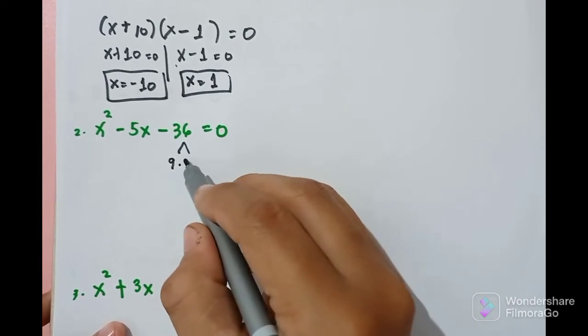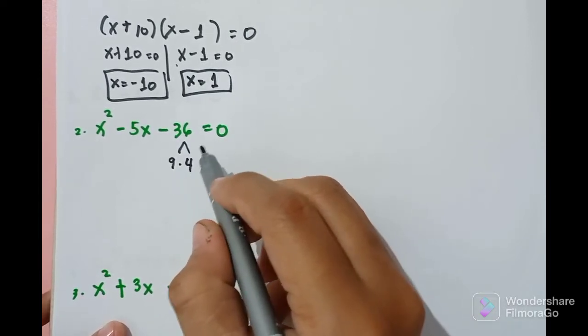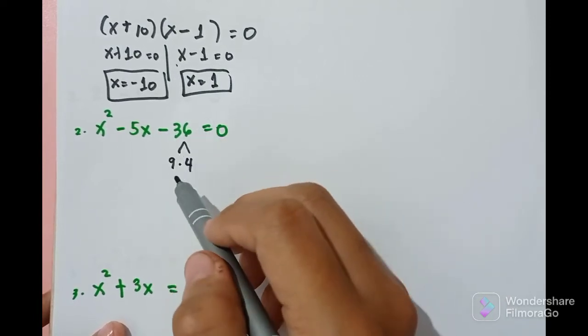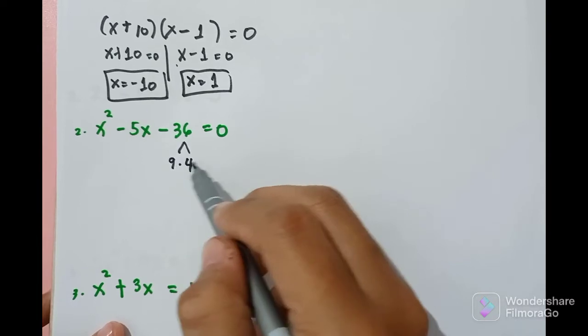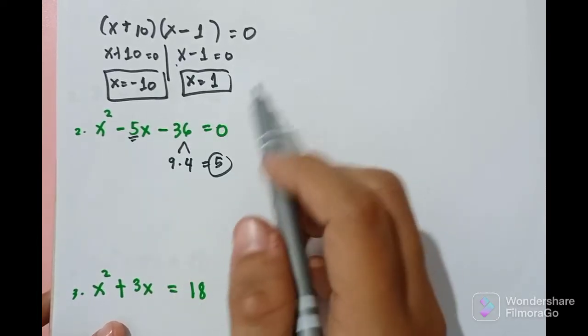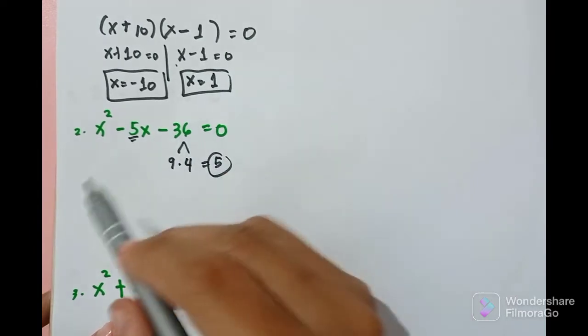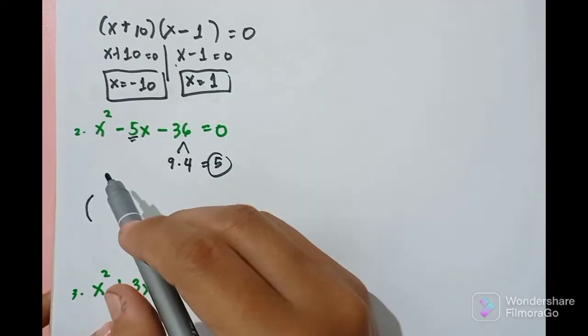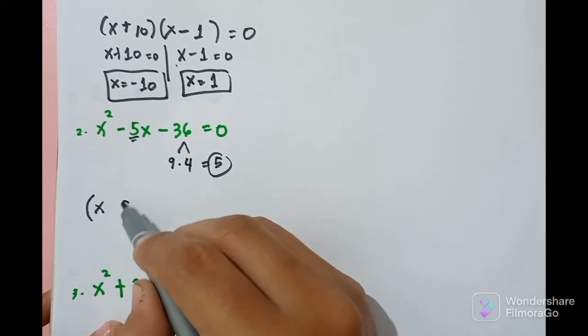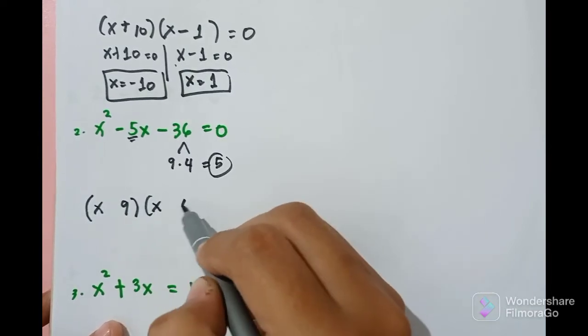9 times 4. So, again, since this is minus, anong gagawin natin? Add or subtract. So, we're gonna subtract the factors. So, 9 minus 4, and this is equal to 5 na same dun sa middle term natin. So, now, lagay natin sa factored form niya. So, x, 9, x, 4.